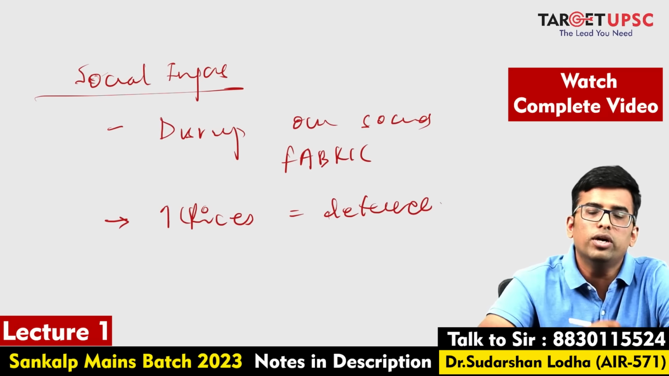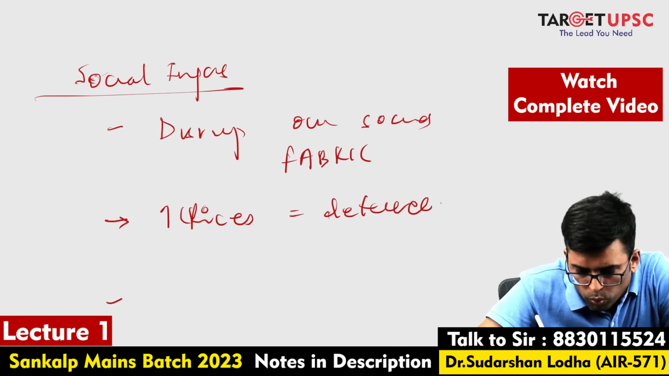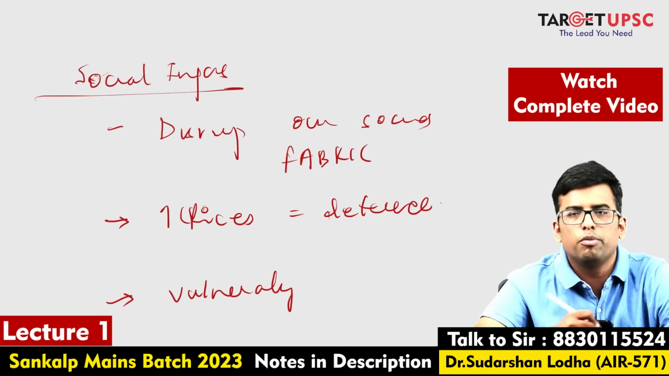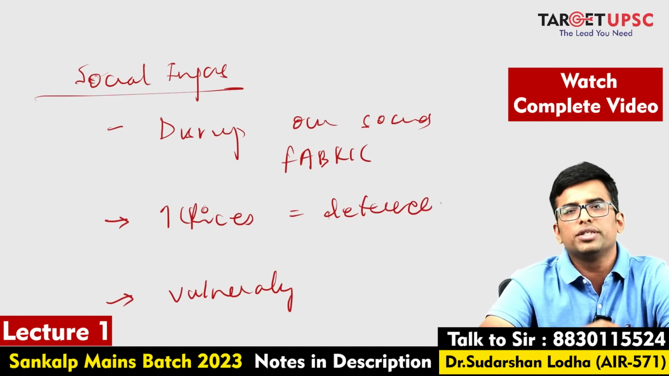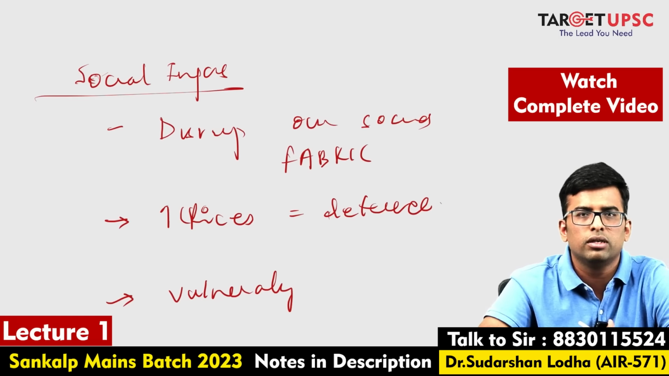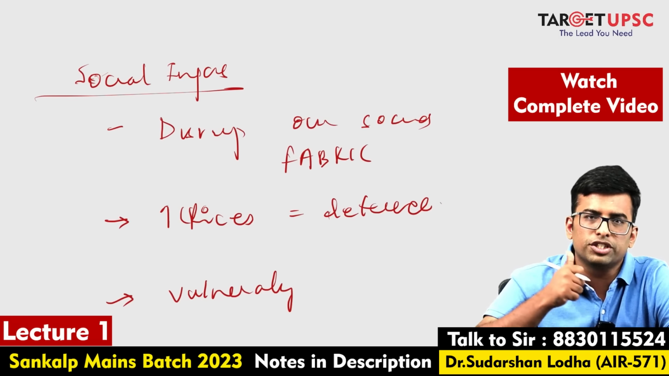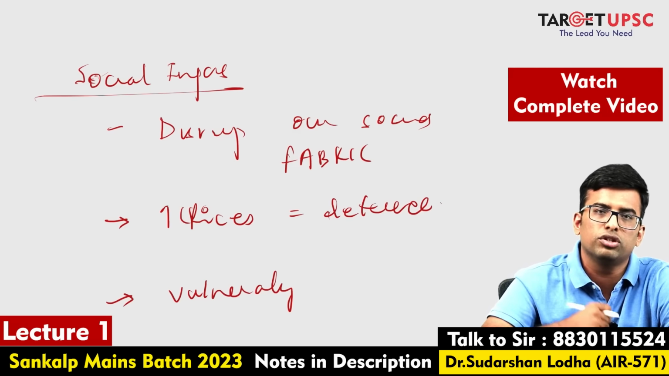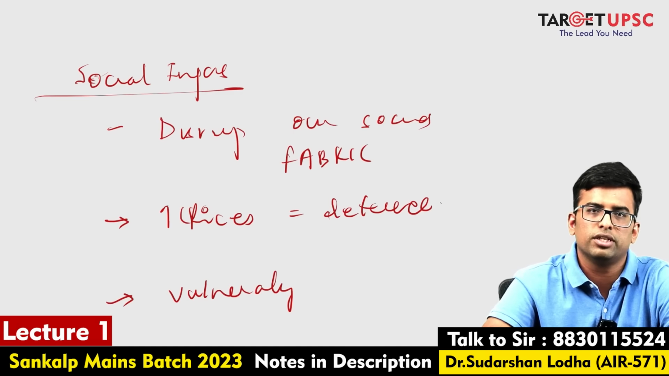And who are the worst people affected? The worst affected would be the vulnerable section. They would be further affected because the cost of judiciary in India is very high. If justice is not delivered in time, justice delayed is justice denied. So definitely it would affect the vulnerable section and it would affect social justice.